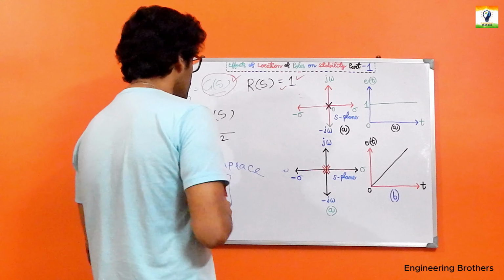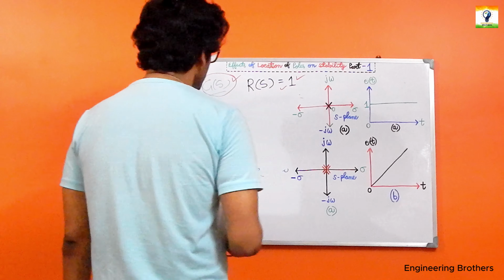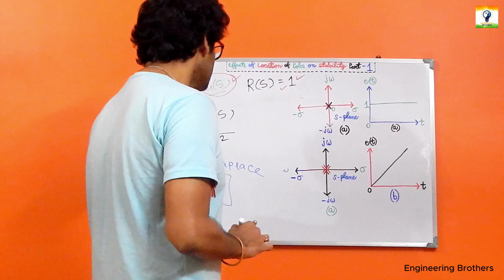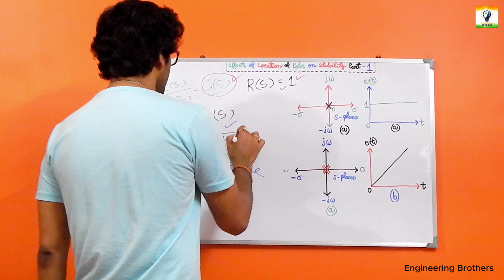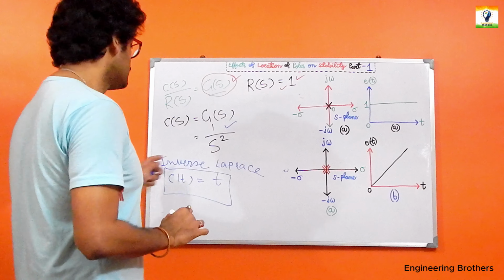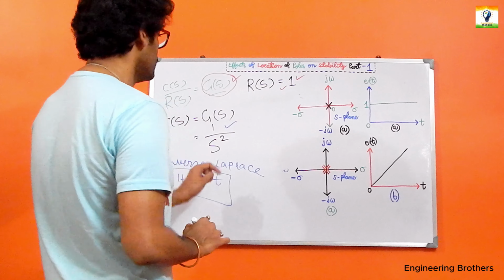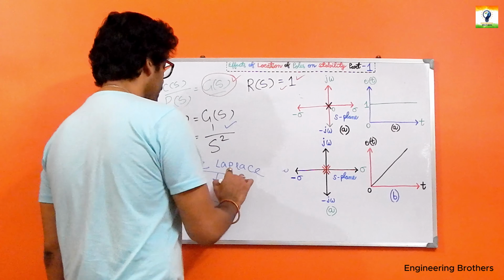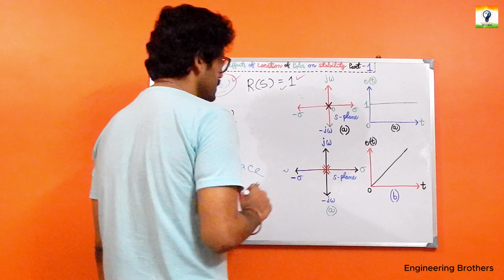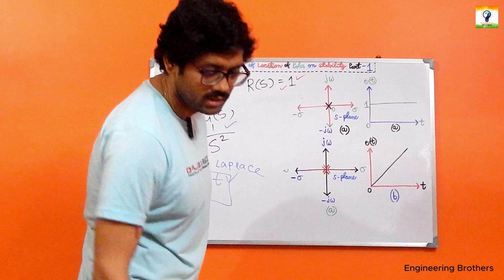Why? Because the two poles are placed at the origin of our S plane, and because of that, we have considered G(s) equal to 1 by s square. If you apply the inverse Laplace on that equation, we have c(t) equal to t, and we have drawn that in the waveform here. This is quite naturally the consideration for our stability.